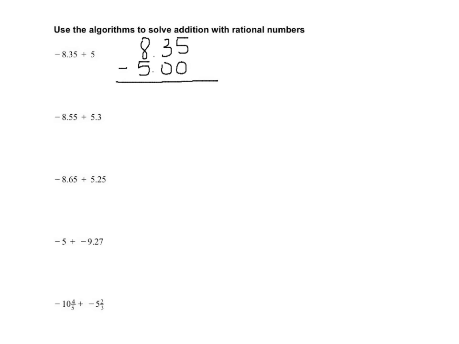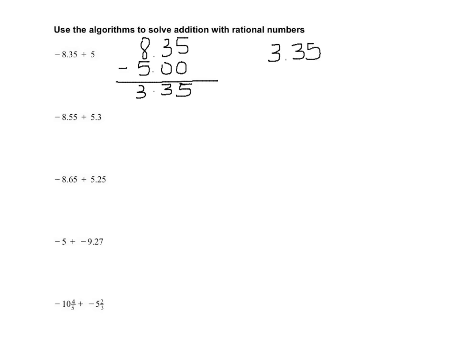And I start over in the tenths place value. So 5 minus 0 is 5. 3 minus 0 is 3. The decimal point comes straight down. 8 minus 5 is 3. So my answer is 3.35.